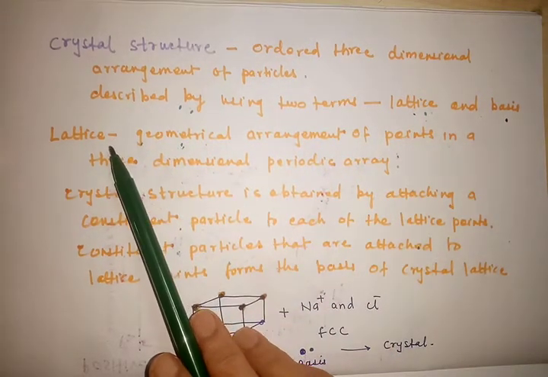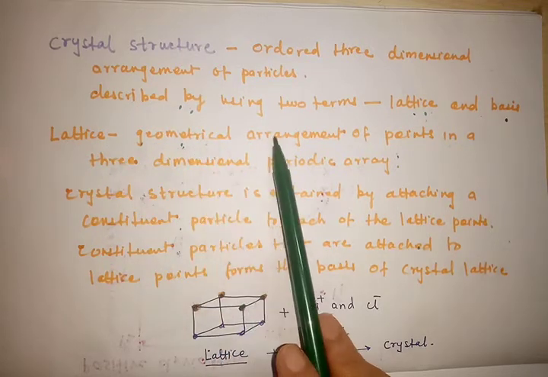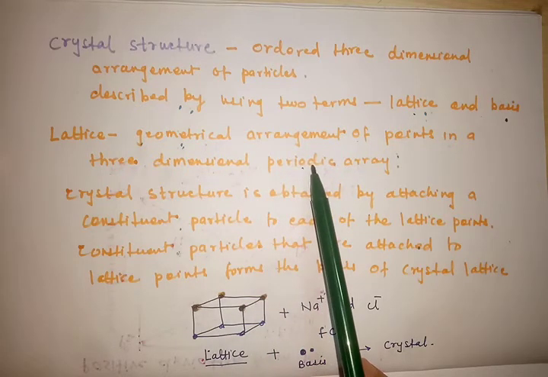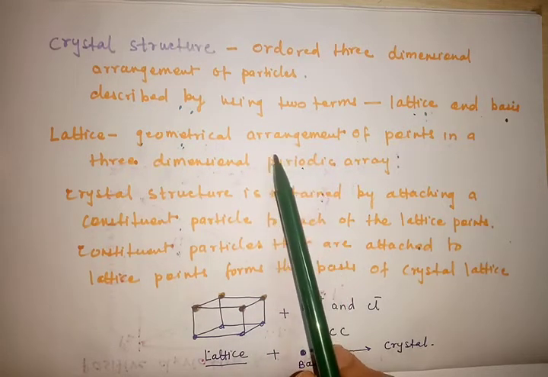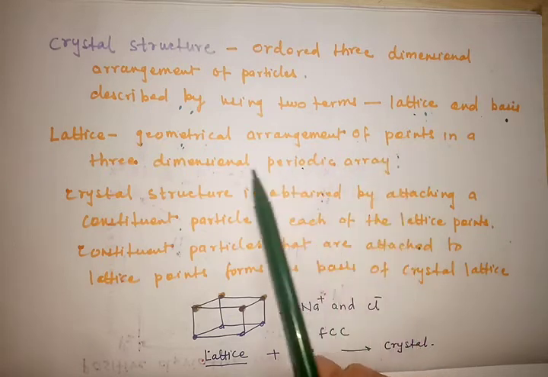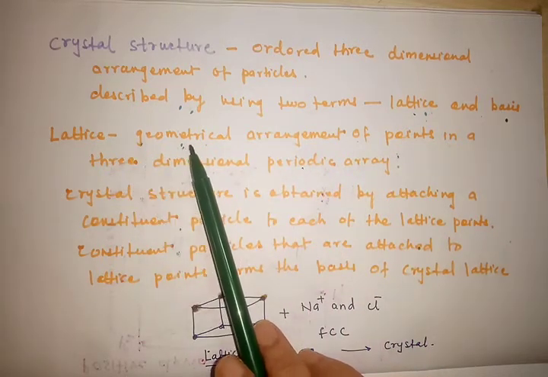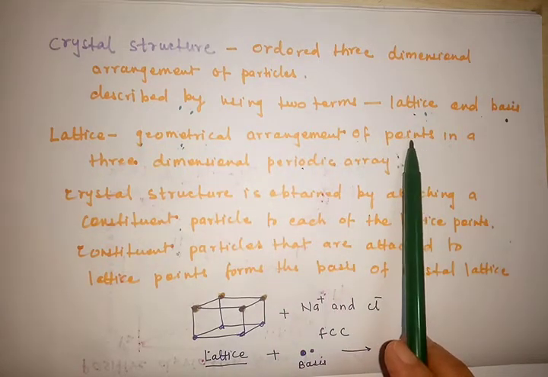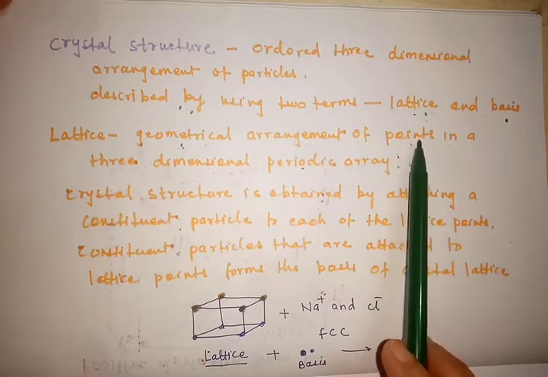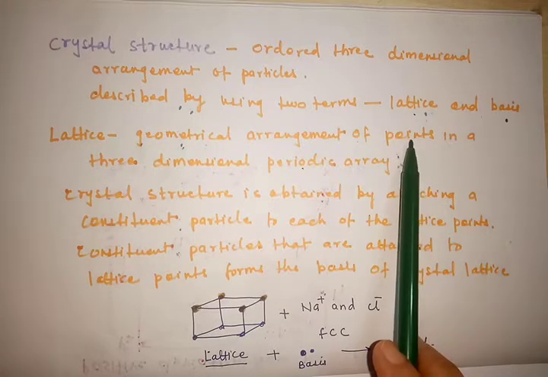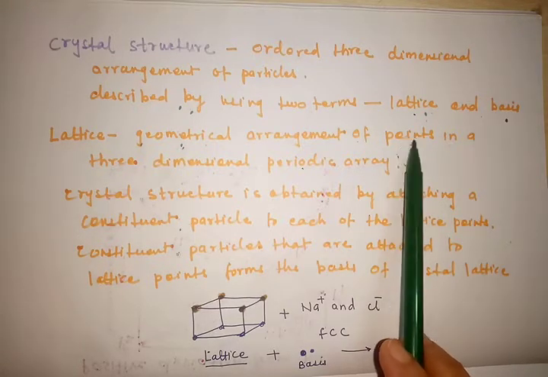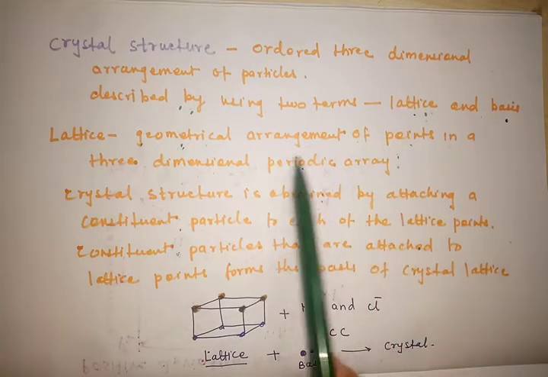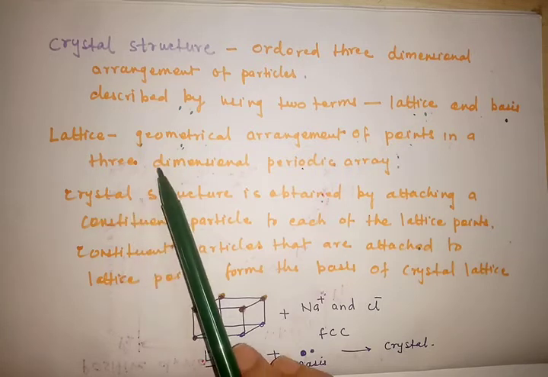Now what is a lattice? Lattice is nothing but a geometrical arrangement of points in a three-dimensional periodic array. Means in a fixed array, how these points are arranged. This is called a lattice, and remember this is a geometrical arrangement of the points. Points means the lattice points, to which the constituent particles are attached. To these lattice points, these constituent particles are placed, or positioned. So this is about the lattice.